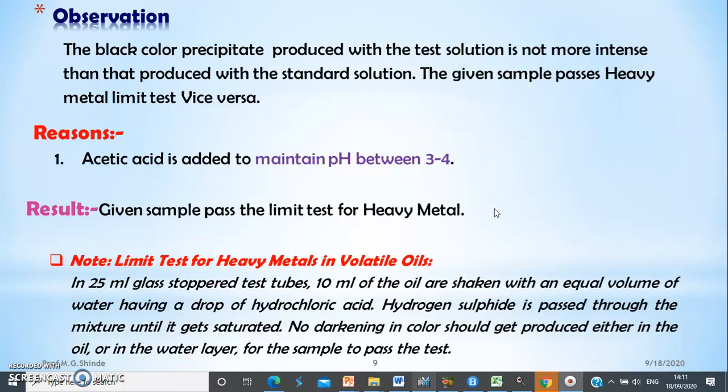Then hydrogen sulfide is passed through the mixture until it gets saturated. There should be no darkening in color produced in either the oil or the water layer for the sample to pass the limit test as compared to that of the standard. So this we have to take into consideration.